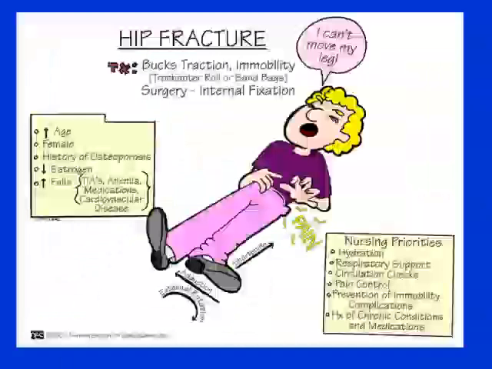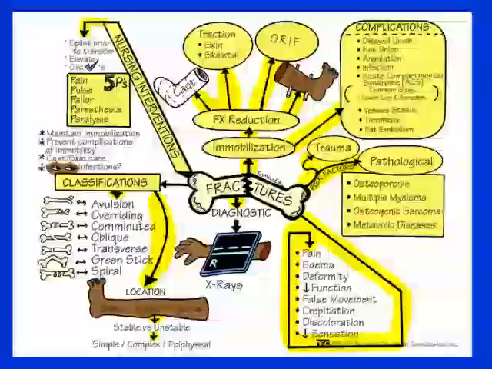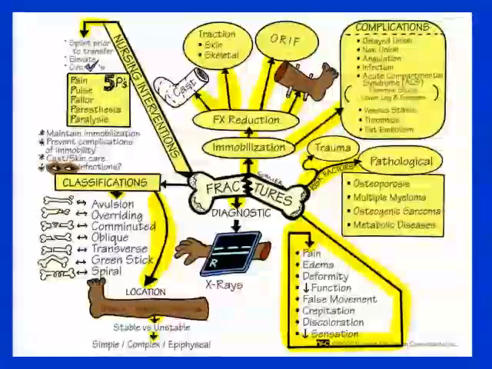And this is showing someone who has a hip fracture, cannot move their leg. It shows the risk factors on the left, shows the nursing priorities on the right, and the treatment up above. This again is another diagram looking at fractures, all kinds of fractures, the different types that they might have, the things that you look for, your 5 Ps: pain, pulse, pallor, paresthesia, and paralysis, the way in which it's treated, possible complications. It's a really busy slide, but it tells you just about everything you need to know about fractures.